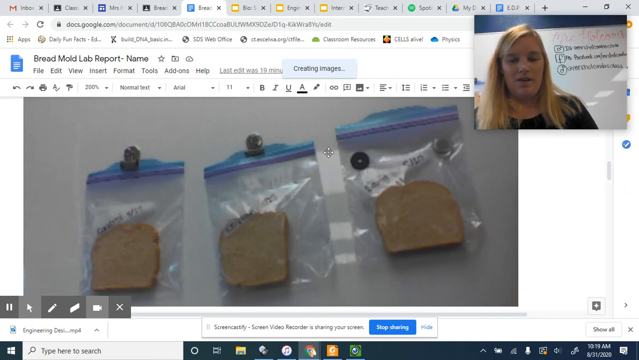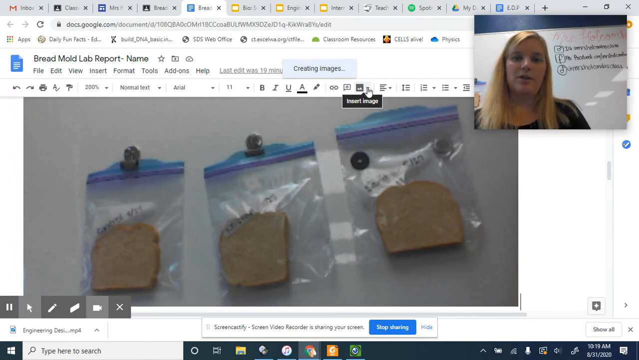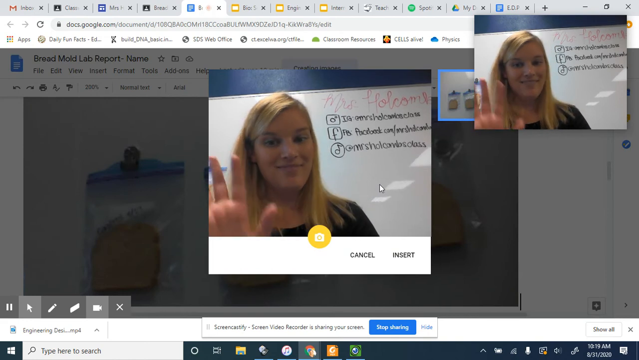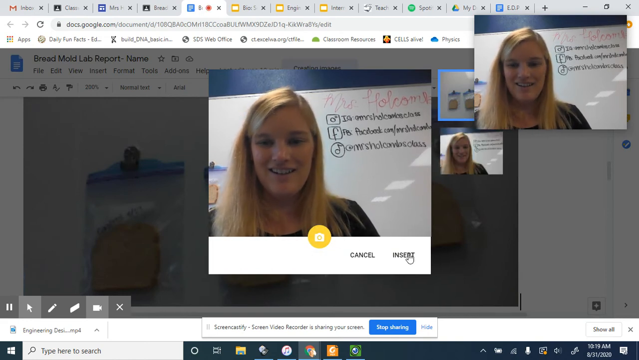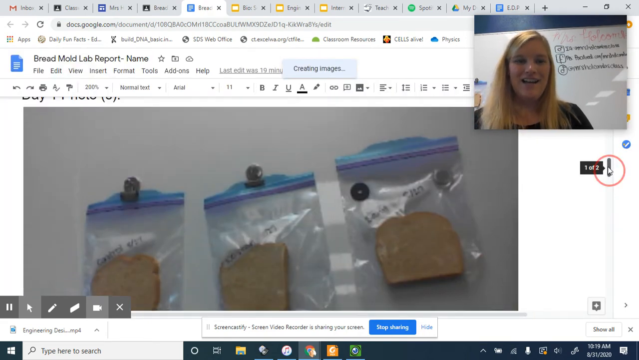This was taken with the camera on my computer. So what you would do if you don't have another camera, the easiest way to do this is actually to have the Docs app on your phone so that you can insert it from your phone images right there. It's going to give you the clearest picture too. But you would come here to insert image if you're going to use your computer and say camera. And then you would take the picture and you would highlight over here and say insert. I'm not going to insert a picture of myself, but there you go.